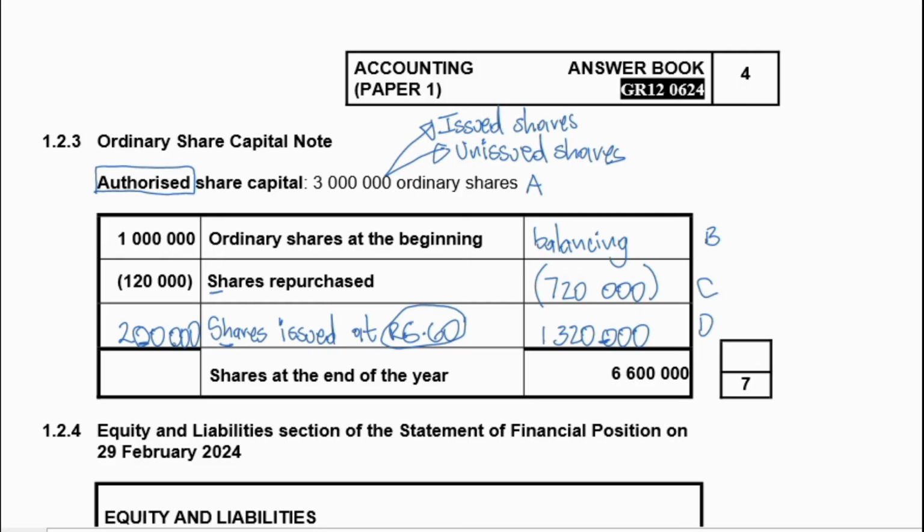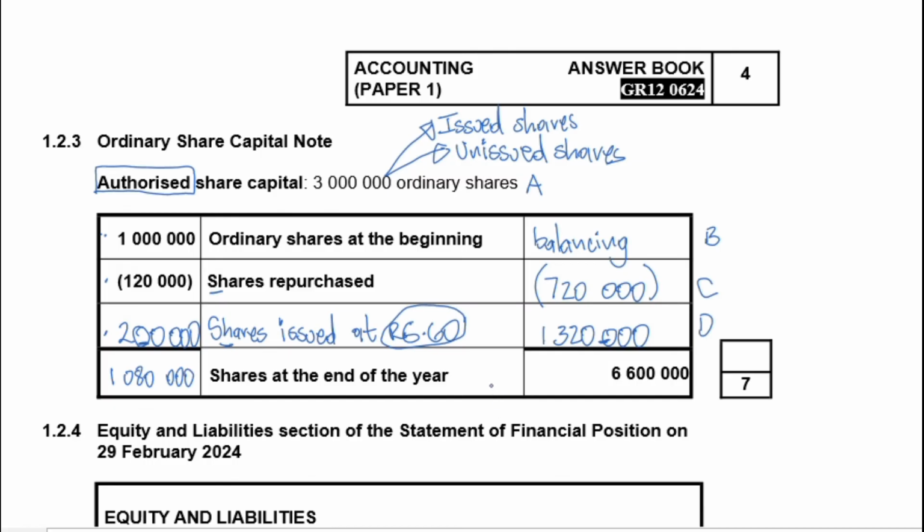Now that we have the number of shares issued, we can calculate the number of ordinary shares that were in issue at the end of the financial year. Starting from the top, we say 1 million ordinary shares minus 120,000 shares that were repurchased plus 200,000 shares that were issued. This gives us a total of 1,080,000 shares that were in issue at the end of the year.